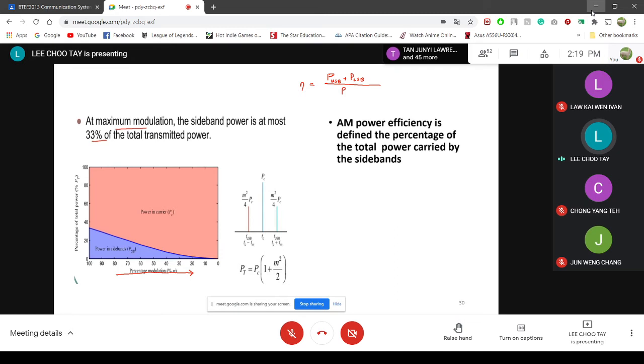Okay, concept-wise it is very easy, but how to actually realize it is not that straightforward. All right, so there are three ways to generate the single sideband suppressed carrier signal. The first one is the selective filtering method, the one that I've just explained previously. What is the problem with selective filtering?